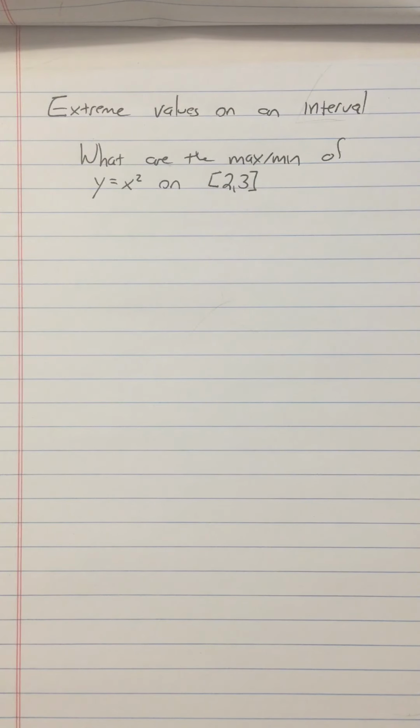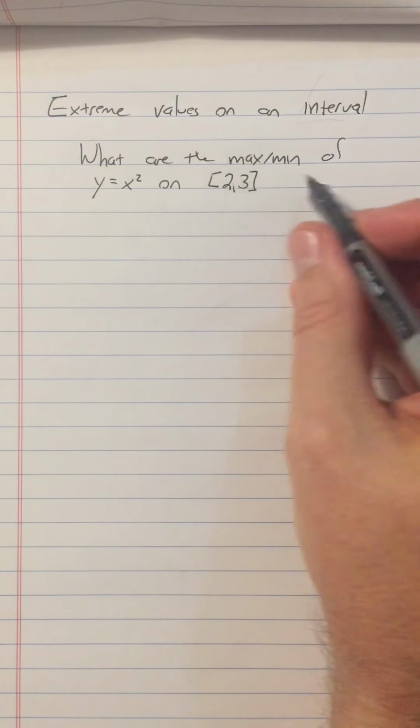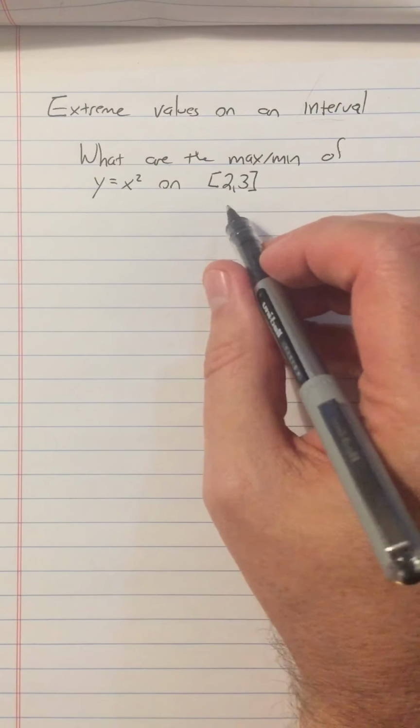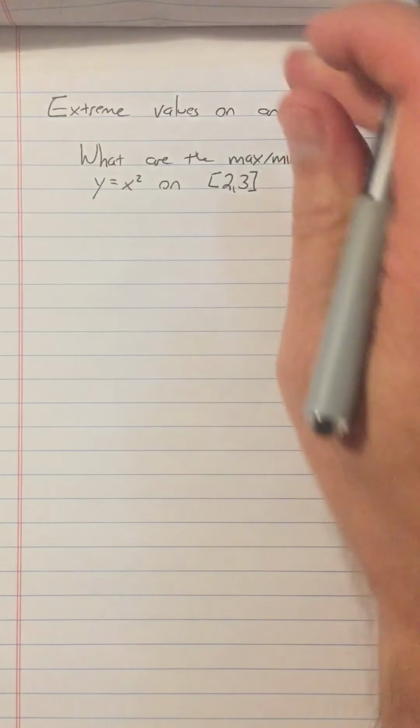So here's a question. What are the maximum and minimum of y equals x squared, but this time on a closed interval? So this is extreme values on an interval.